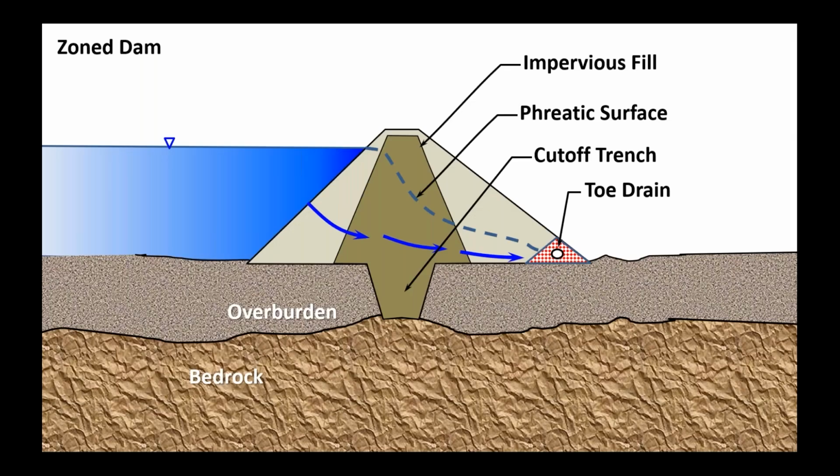Then later on, especially with being able to place earth fill with modern equipment, we started looking at zoning the embankment, putting a clay type or a more impervious zone material in the core of the dam, and then the more porous material in the shell of the dam, and excavating down to bedrock and intercepting that zone through the overburden to eliminate seepage through the overburden.